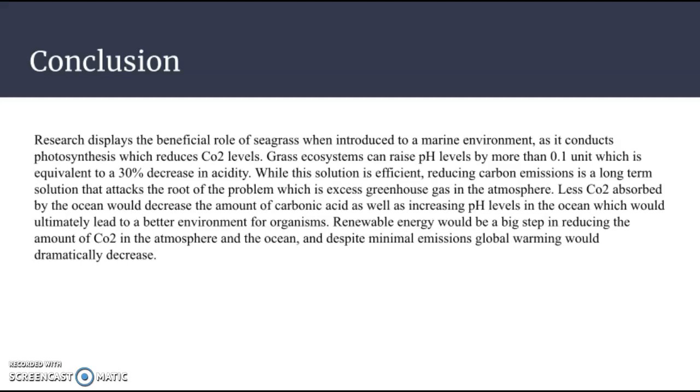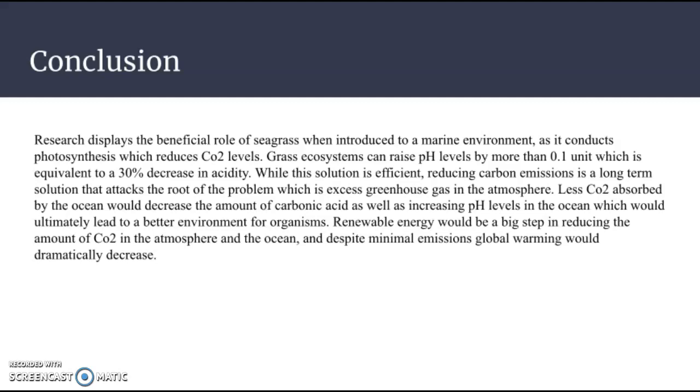Referring back to our problem, research displays the beneficial role of seagrass when introduced to a marine environment, as it conducts photosynthesis, which reduces CO2 levels. Grass ecosystems like seagrass can raise pH levels by more than 0.1 unit, which is equivalent to a 30% decrease in acidity.